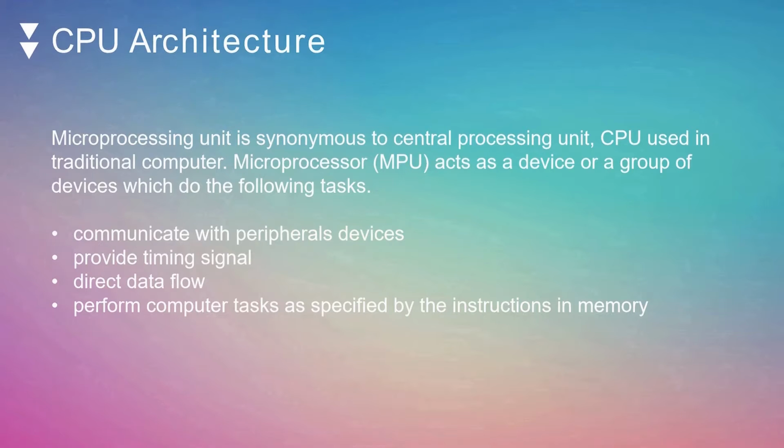Here we will see the main functions of the microprocessing unit, which is synonymous with the CPU. It acts as a group of devices to communicate with peripheral devices, providing timing signals, directing the flow of data, and performing computer tasks as specified by the instructions in the memory.